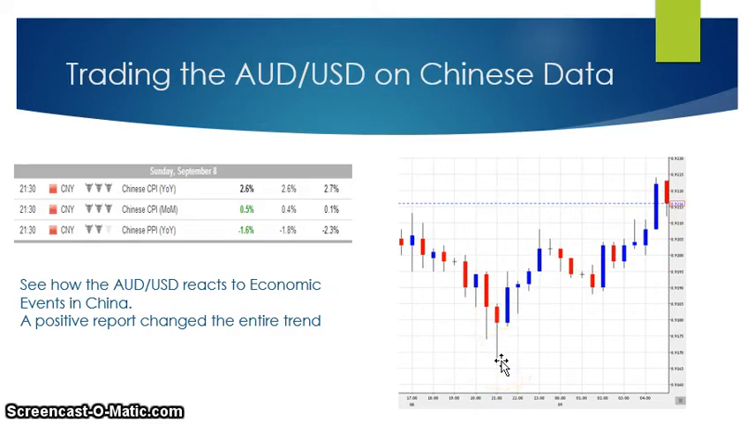So a great trade to make when you look at a Chinese event: you get the numbers, and with bad numbers, you trade the Aussie dollar down. Good numbers, you trade the Aussie dollar up. Very easy, very simple. There are about 2 to 3 great Chinese events every week, and this is easy money to make. It's a shame to miss out on these opportunities.